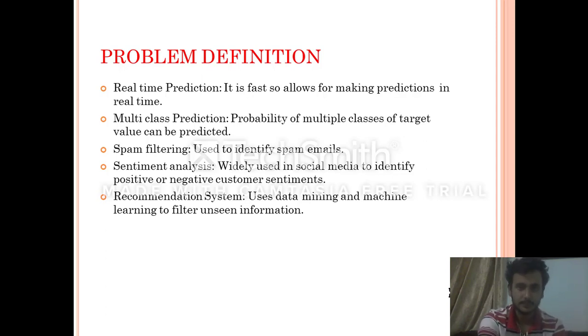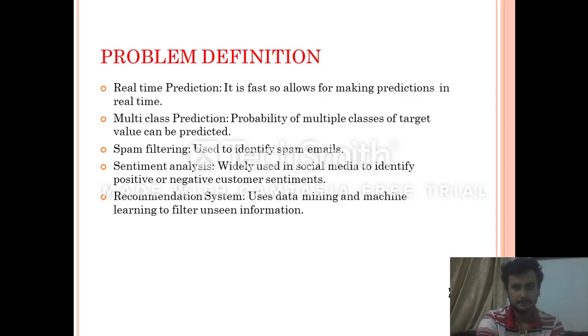Multi-class prediction. We don't have only one class or data set, we have multiple classes or target values. So multiple target values can be predicted using Naive Bayes algorithm. Spam filtering. Spams are unnecessary emails, and sometimes they can be a threat to our security. So Naive Bayes algorithm has been used by many companies like Microsoft and Oracle to identify spam emails.